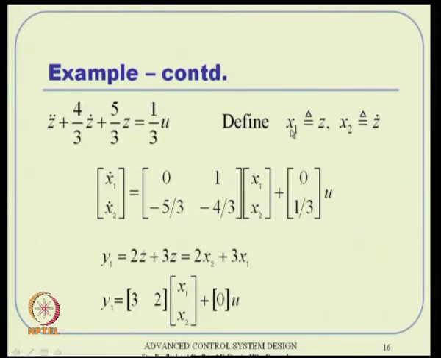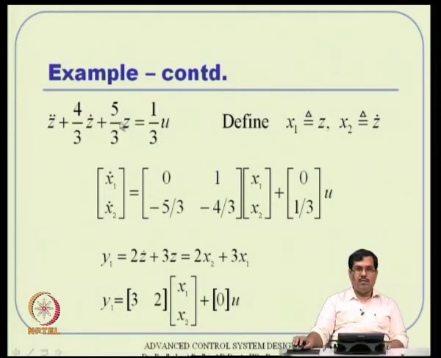If you do that algebra, x1 dot is z dot, which is x2. Again the same thing will show up here, 0 1 and 0. And x2 dot is nothing but z double dot, and z double dot is all these terms in the equation on the right hand side. So, if you put them together, it is 1 by 3 into u.